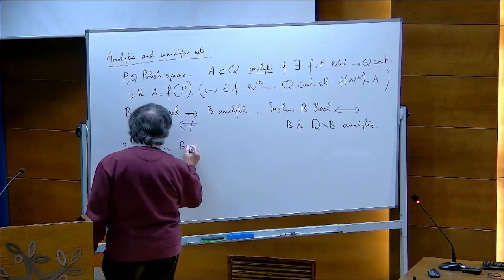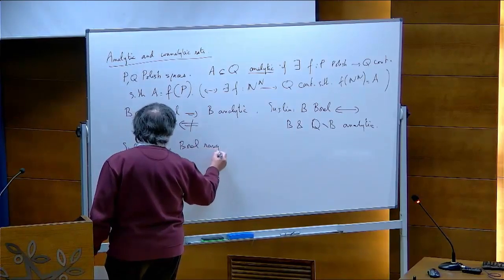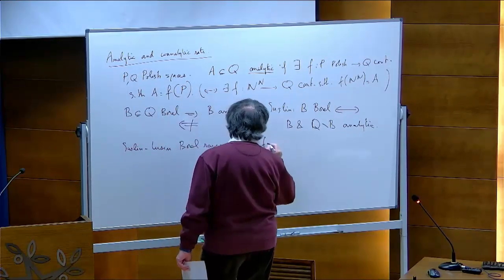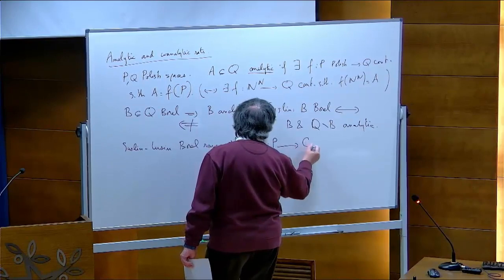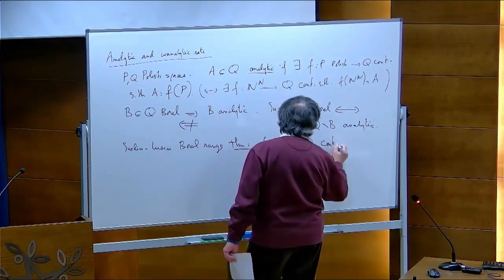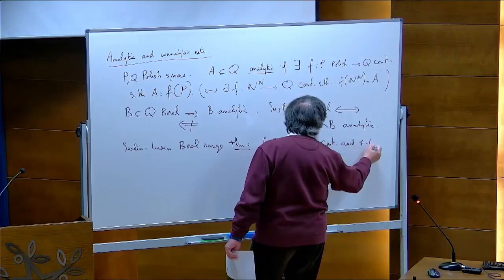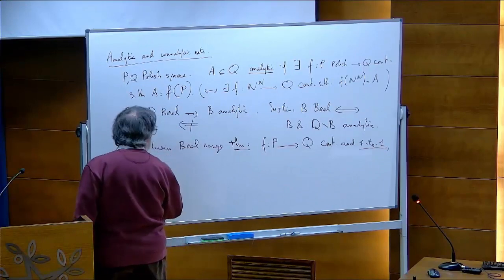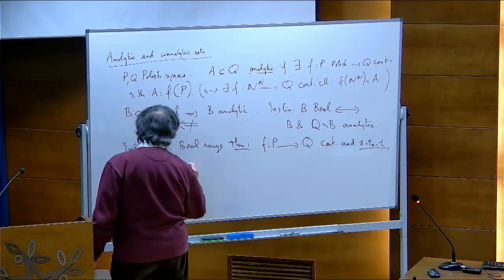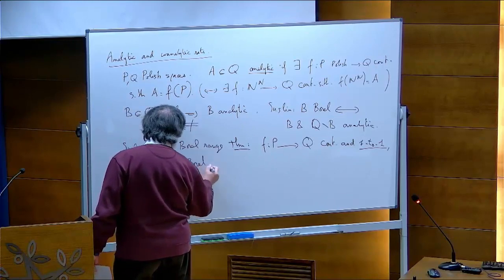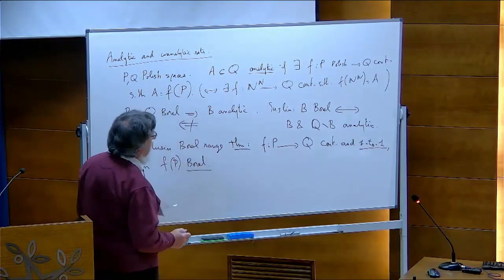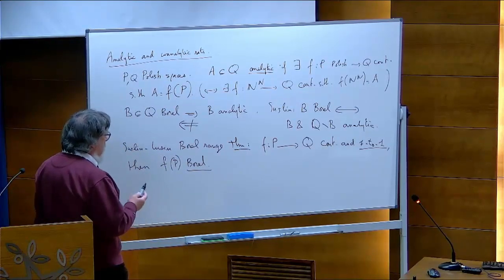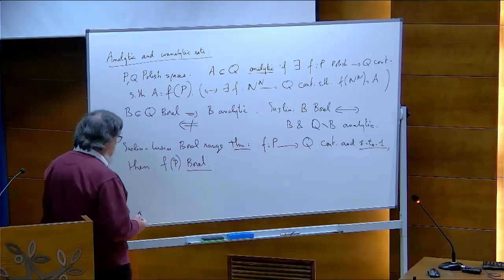Okay, and as a consequence of the separation theorem, there is this Suslin-Lusin Borel range theorem, which says the following: if F from a Polish space to another is continuous and one-to-one, then F of P is actually Borel. The one-to-one image of a Polish space is a Borel subset of the range, and this is a deep and useful result.